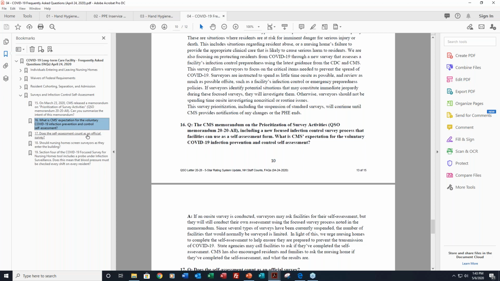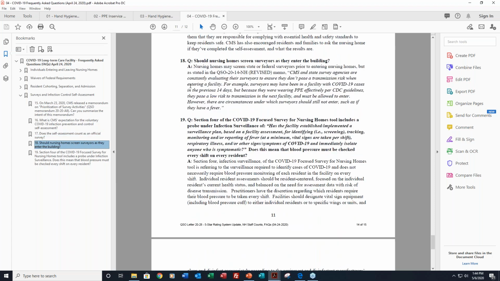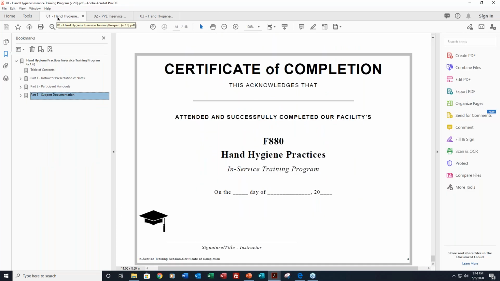No. That question is asked. Does the self-assessment count as an official survey? It does not. However, when you go to read the answers and the other data, it says the survey team will use this, and that constitutes an official survey. So you'll like this document because it addresses some of the survey issues that you're having, and this is the latest document that CMS has put out. So you'll find the documents extremely user-friendly. I hope that you use the data.